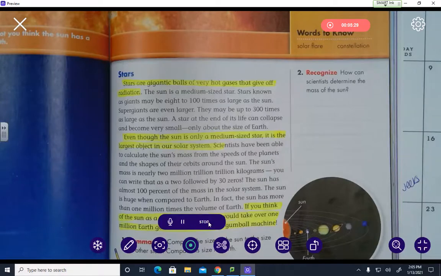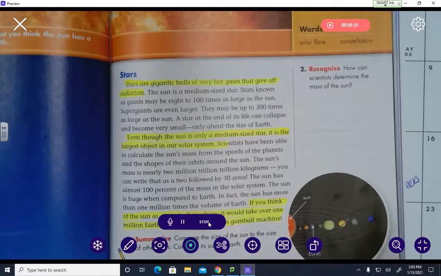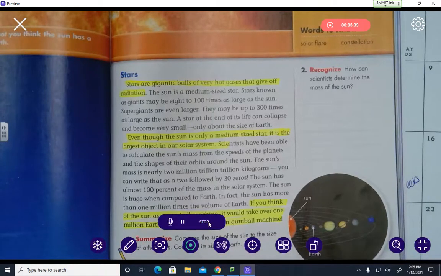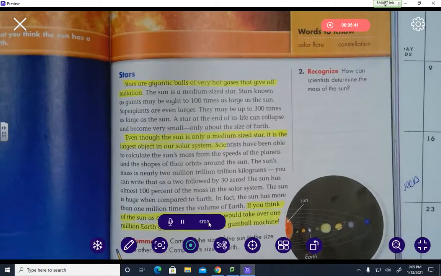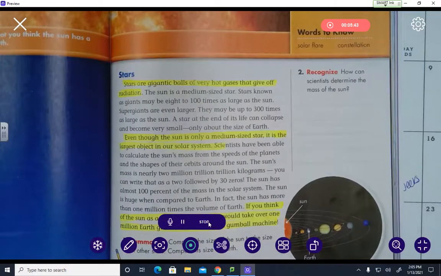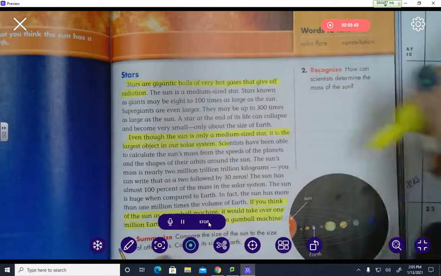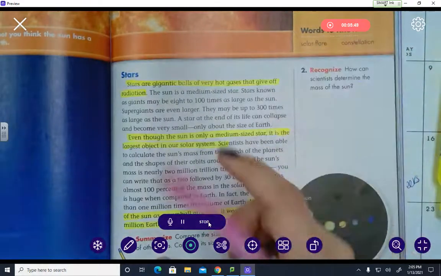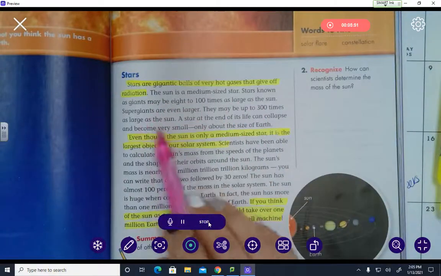All right, number 1. You're going to answer question number 1. It says, compare the size of the sun to the size of the other stars. Compare its size to the Earth. So it talked about the size of the stars up here. Okay, so number 1 talked about the size of the stars up here.